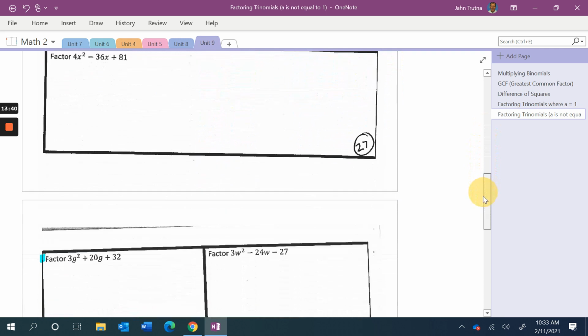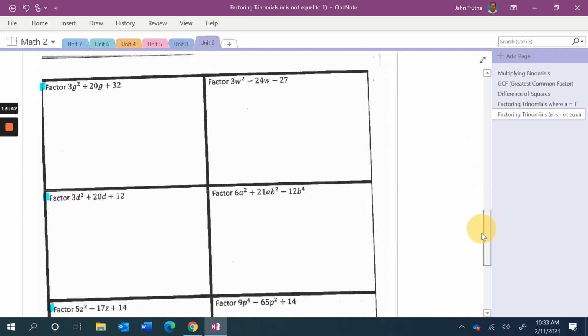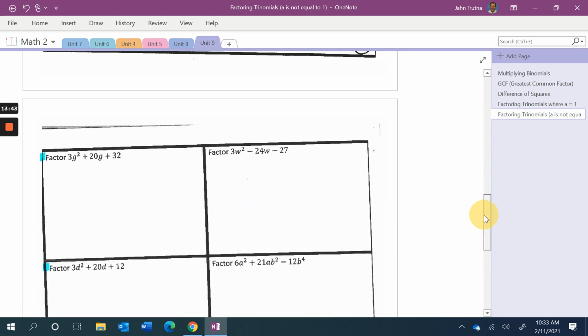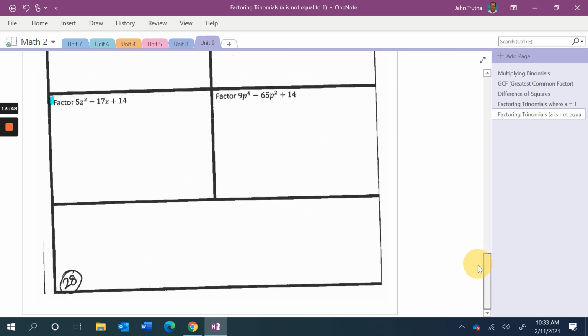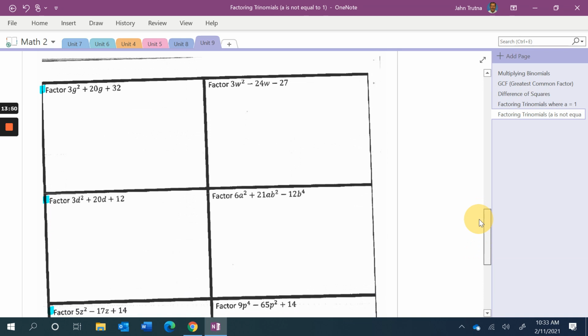All right, let's go down. Where's the next blue one? Ooh, right there. We got 3 more to go. So in this one here, we're now on page 28, in the top left. We have 3g squared plus 20g plus 32. So remember, my a value is 3. My b value is 20. My c value is 32.